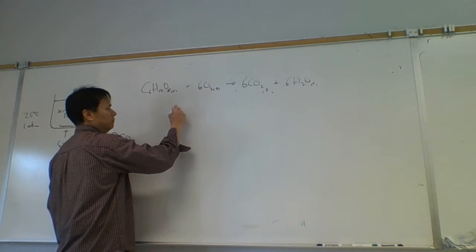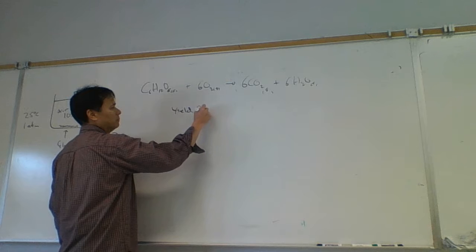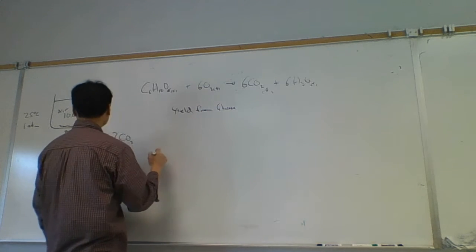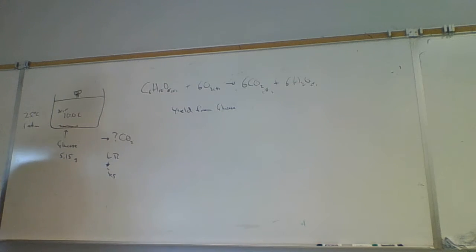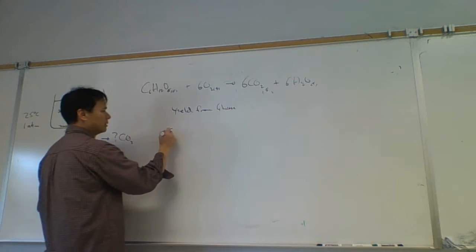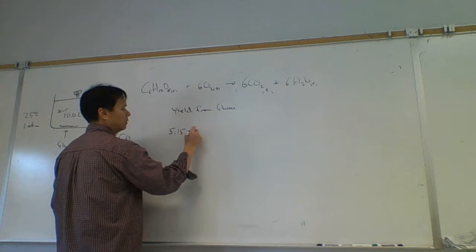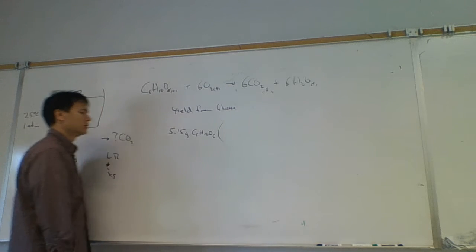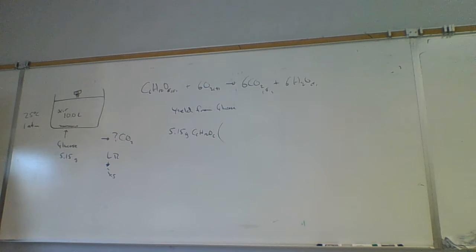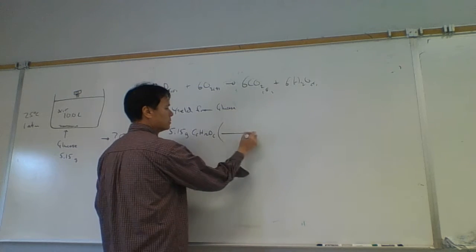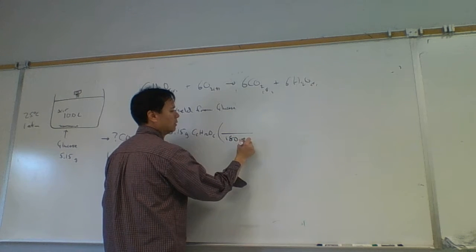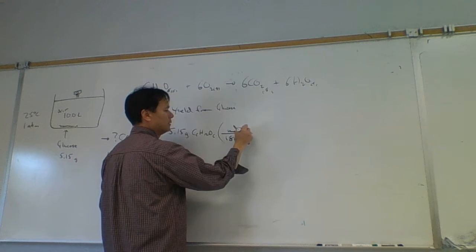And so we'll just do it here. Yield from glucose. And so glucose, we have 5.15 grams. Then we need the molar mass of glucose. 180.18 grams per mole. Is that what other people got? Yeah. Okay.